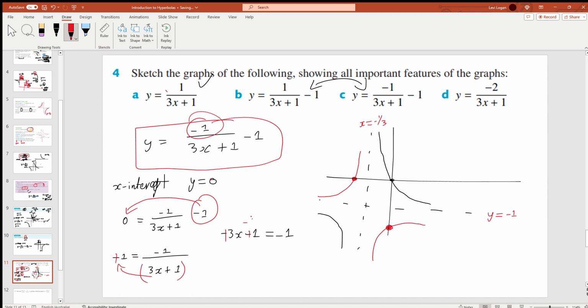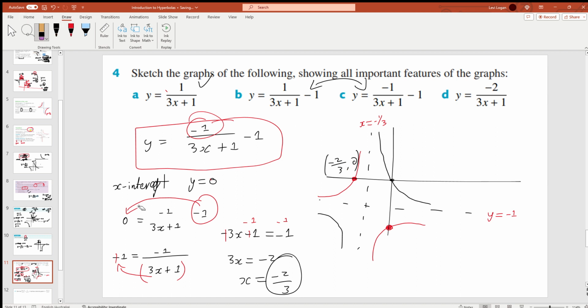So what we can do now is go minus 1, minus 1. So we get 3x equals -2. So therefore x equals -2/3. And now that matches up because it's a negative number and it's not 0. So (-2/3, 0) is that point there.